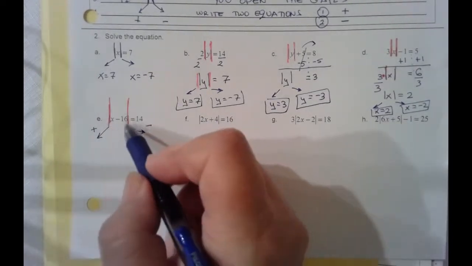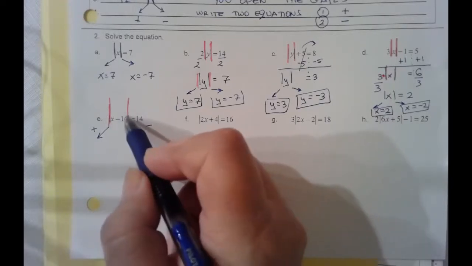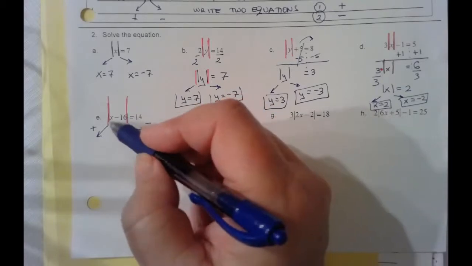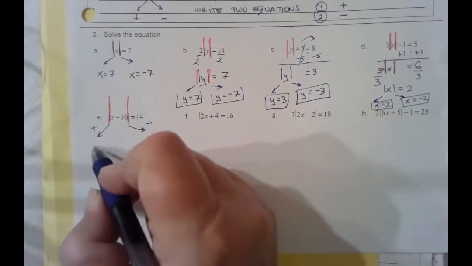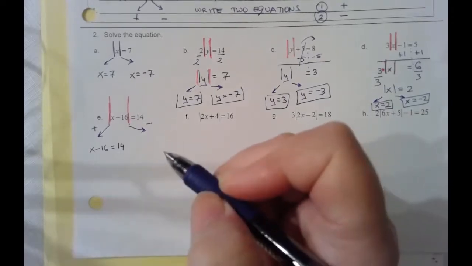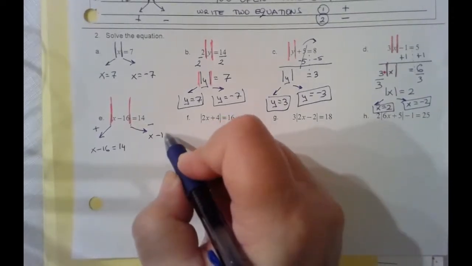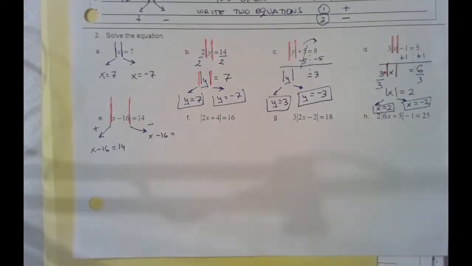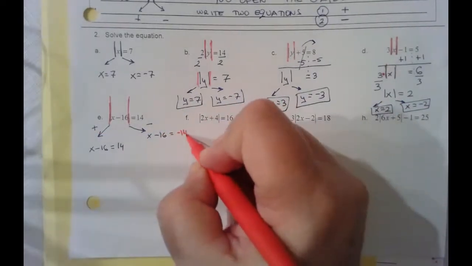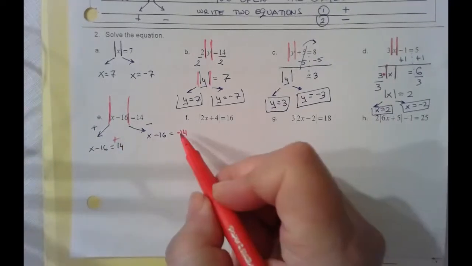I keep everything that's inside the castle intact. You can never take anything out. That stays all together. So you're going to write x minus 16 equals positive 14, and x minus 16 equals negative 14. Okay, positive and negative again.